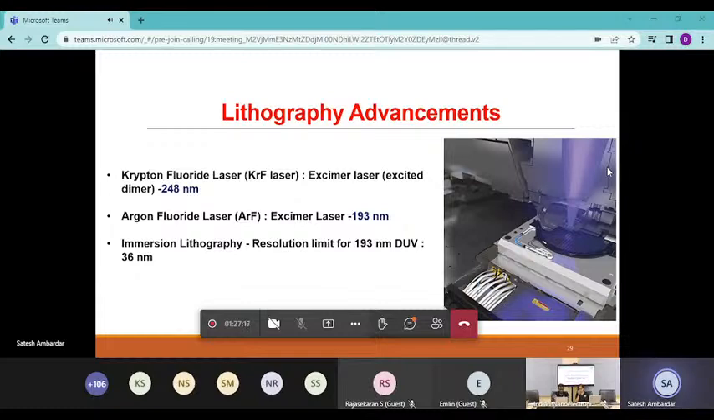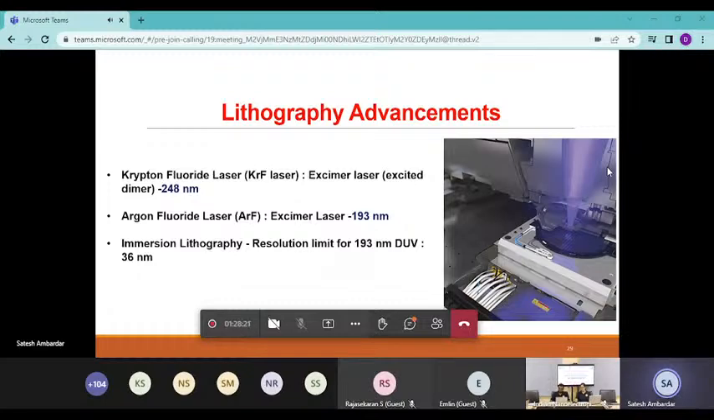Why? Because NA is the sine of the maximum refraction angle multiplied by the refractive index of the medium through which the light passes. All of you may have heard of Snell's law. That is NA is n sine theta, where theta is the half cone angle between the specimen and the objective lens, and n is the refractive index. The refractive index of water is 1.44 at 193 nanometers. So when we pass the argon fluoride laser through water as a medium, the effective wavelength becomes 134 nanometers. With this, we could realize resolution up to 36 nanometers, and even lower, up to 28 nanometers, with the help of resolution enhancement schemes.